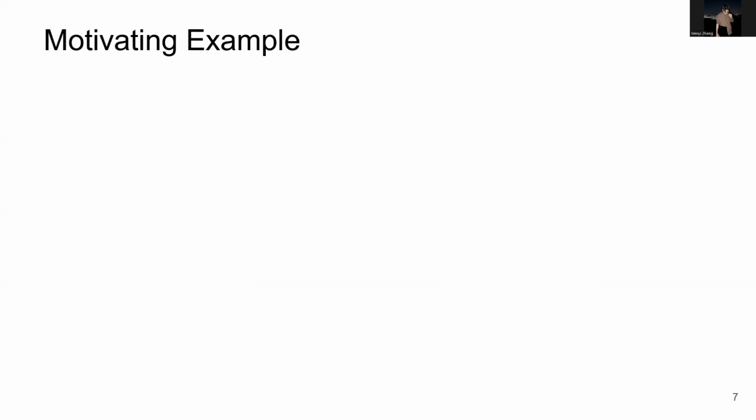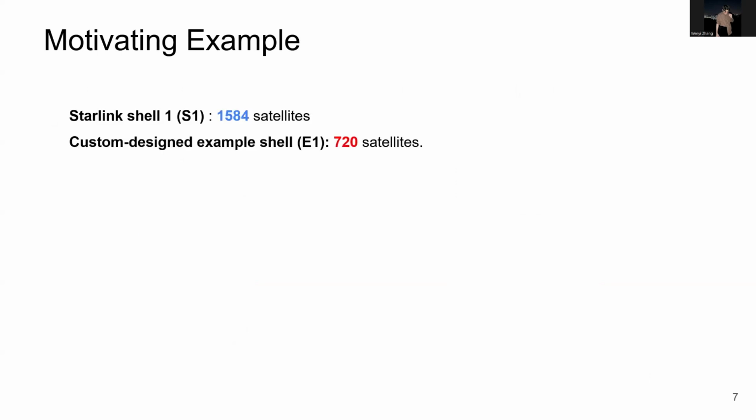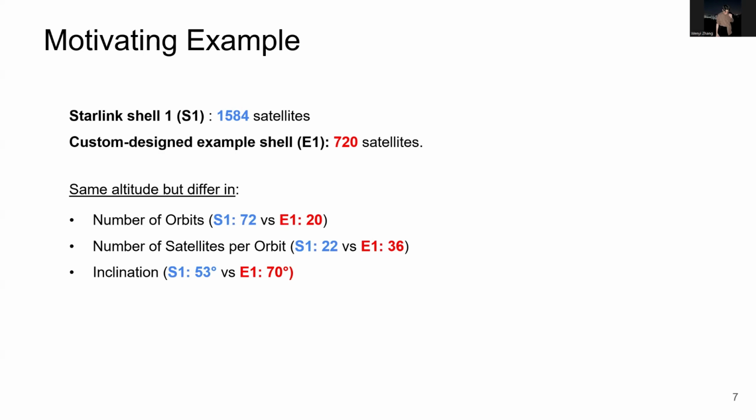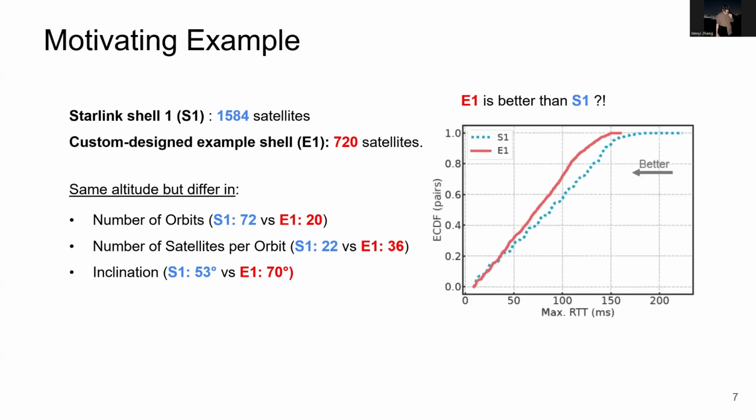Here is a motivating example. We compare Starlink Shell 1, S1, with an example shell we designed ourselves, E1. We keep all settings the same except for these three key parameters. Note that E1 has only half the number of satnets of S1. The latency performance is here. Y is the cumulative distribution, where X is the max round-trip time between all 100 user endpoints during the 400 seconds simulation. Performance is better when the curve is more towards the left.